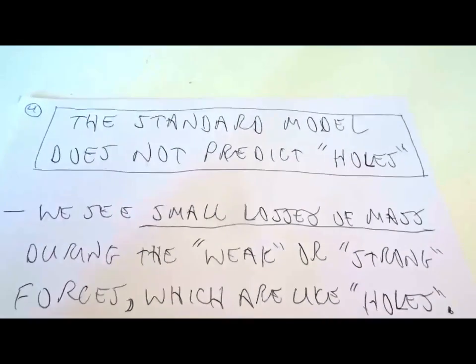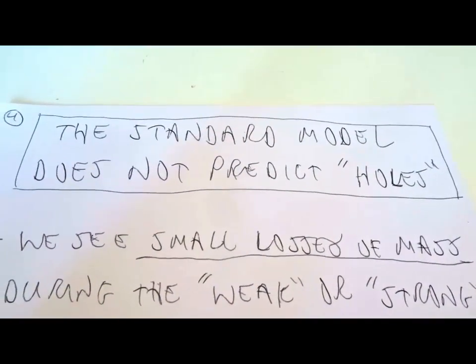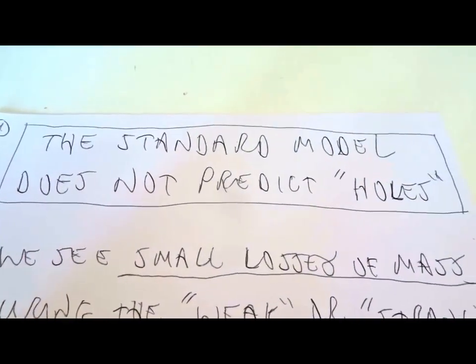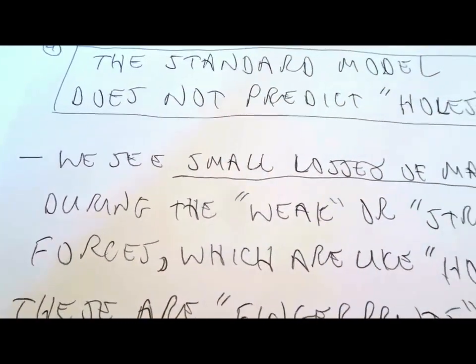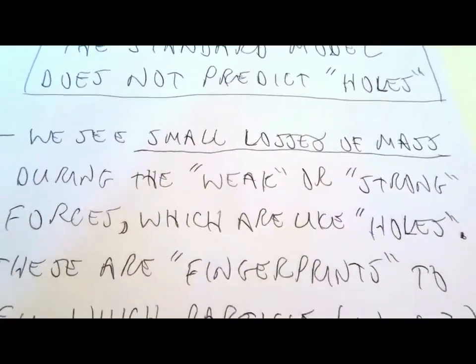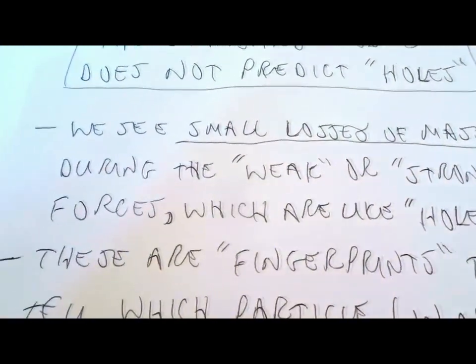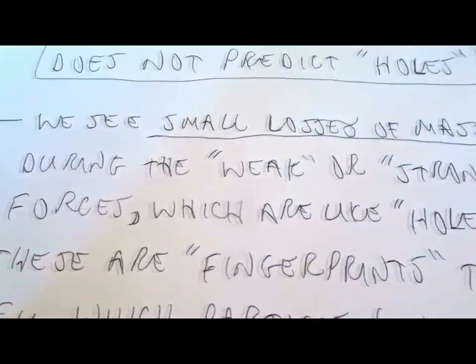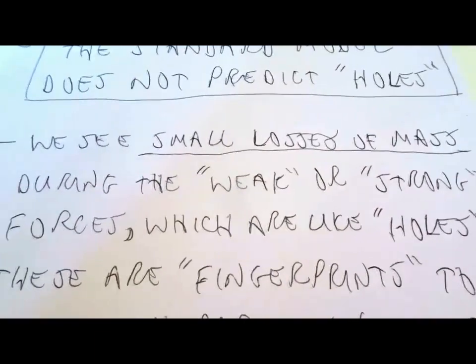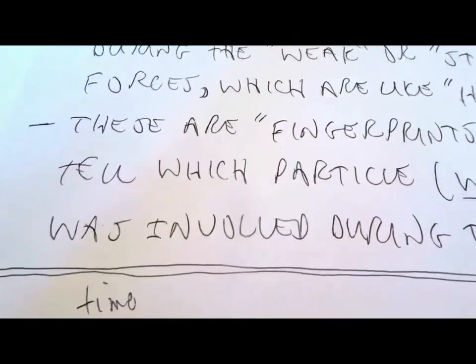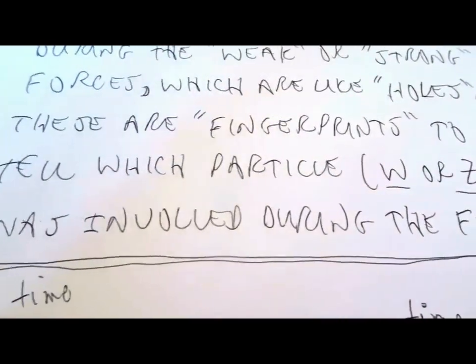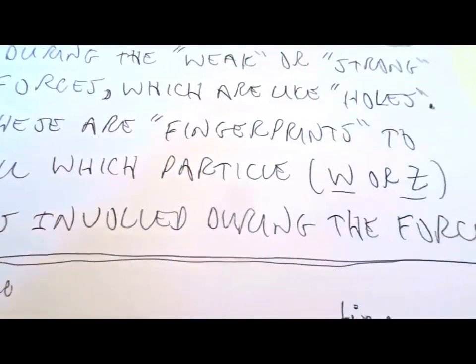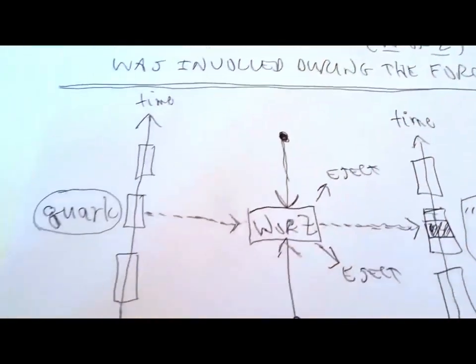In addition to its cosmological weaknesses, the standard model of particle physics does not predict what we call holes. We can see small losses of mass during the weak or strong forces, which are similar to holes in semiconductors, holes of charge. These are fingerprints which tell us which kind of particle, W or Z, was involved in the strong or weak force. And I'll show you a little diagram.